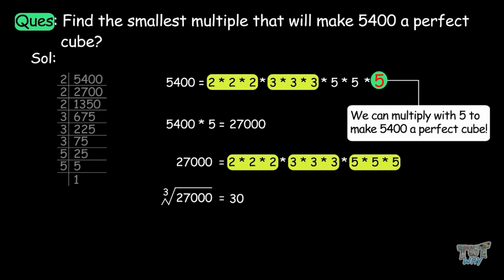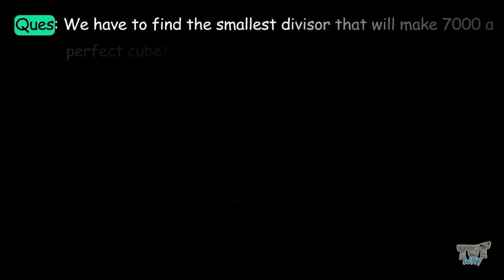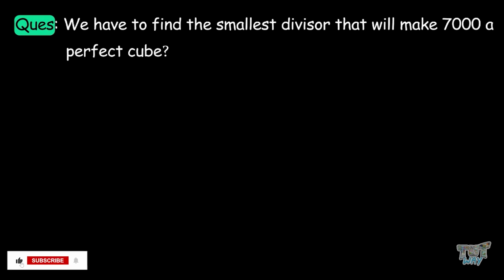Now we have another question. We have the number 7,000. Find the smallest divisor that will make this number a perfect cube. What do we have to do? We will be forming the prime factorization of 7,000. And we will see which factor is not able to form a triplet. We will remove those factors, and the remaining prime factorization will be the smallest cube number possible.